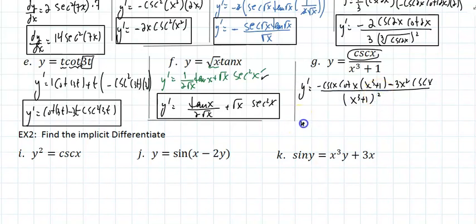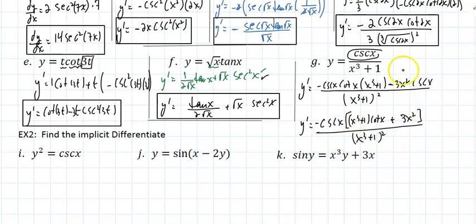You could, if you wish, and that's not more simplified, factor a negative cosecant of x out to have x cubed plus 1 cotan of x plus 3x squared, if you really want, all over x cubed plus 1 squared. But this is not more simplified. This is a fine answer, and this is a fine answer.